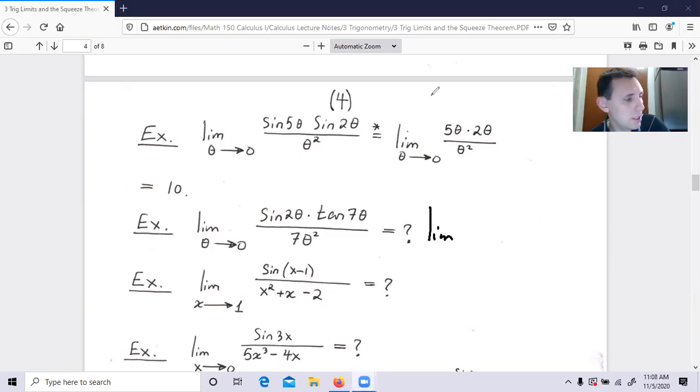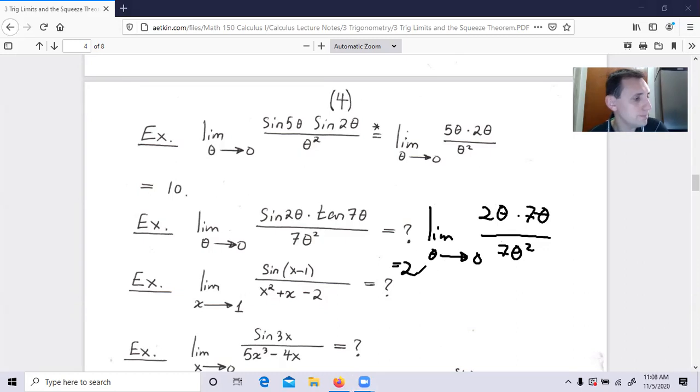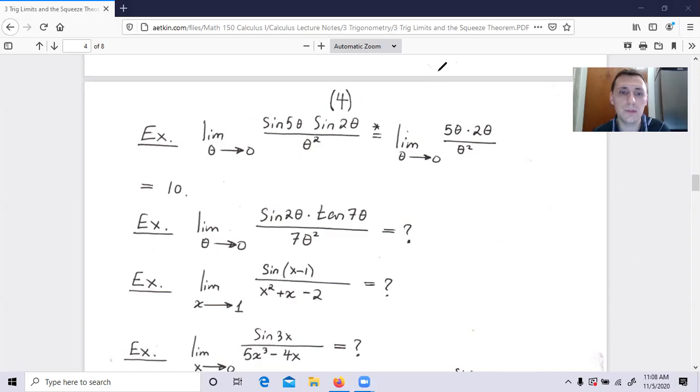Exactly, limit as theta goes to 0 of 2 theta multiplied by 7 theta divided by 7 theta squared. I hope you understand that. And the answer is, as some of you are noticing, 2. Because 2 times 7 divided by 7 will give us 2. Now, what about the next question here?